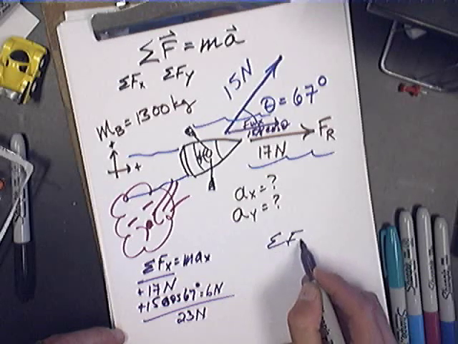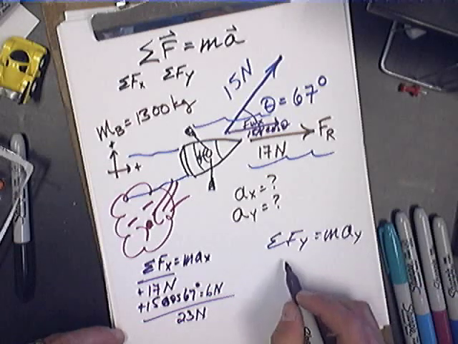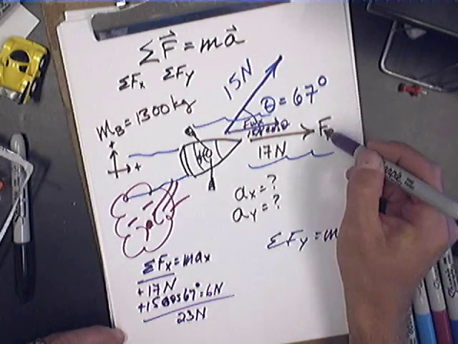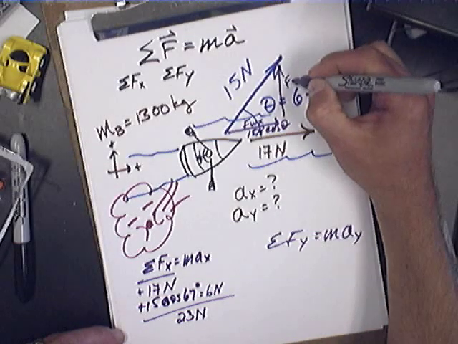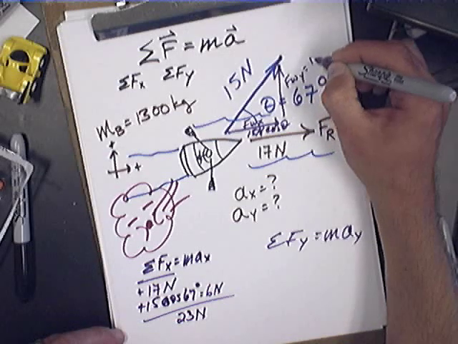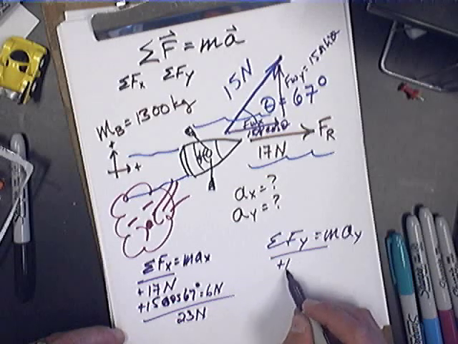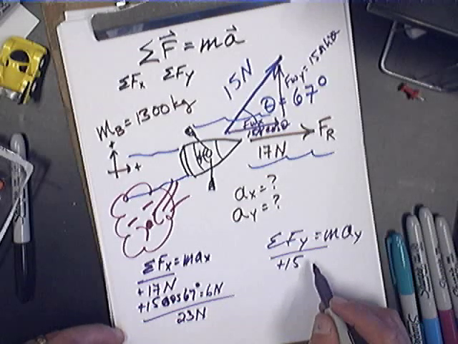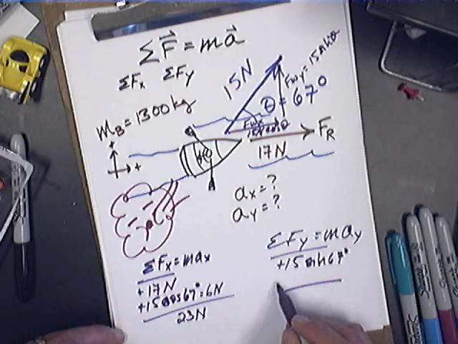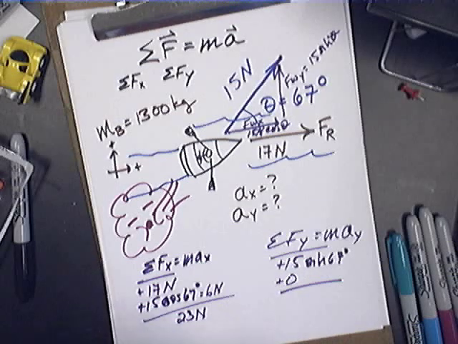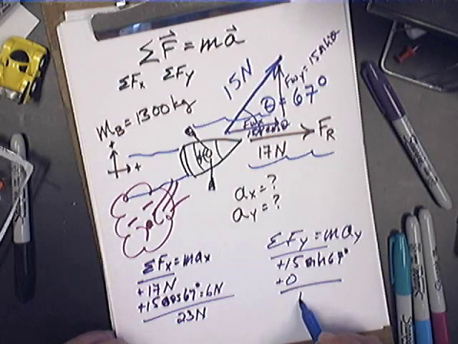What about the sum of the forces in the y direction? That's going to give me my mass times my acceleration in the y direction. So what do I have? I have nothing in this way, but I have this part, which is going to be the force of the wind in the y direction, which is 15 sine theta. So this is going to be plus 15 sine 67 degrees, plus n, 0 due to the boat. So now what do I got? I have 15 sine theta, which is 14 newtons.